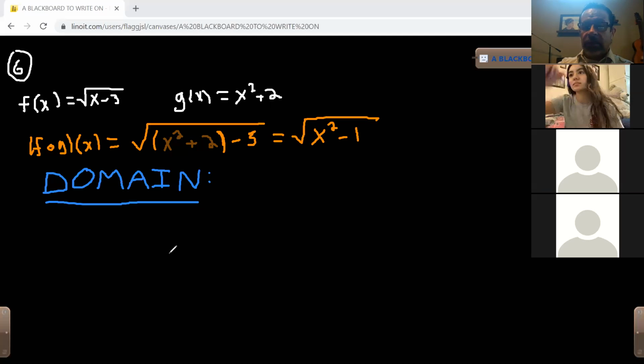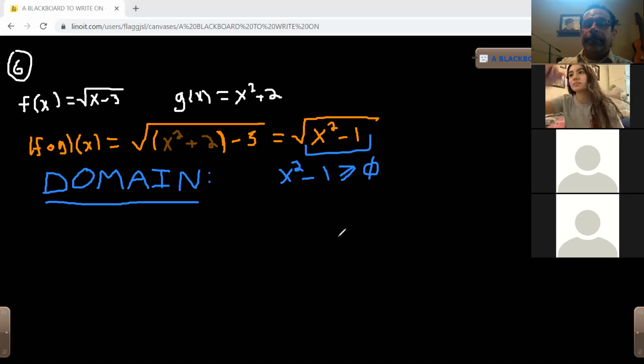We have a square root. So if we want to look at the domain, then this part has to be larger than, or is it larger than or larger than an equal? Larger equal, because it can be 0. So this part here has to be larger than or equal to 0.